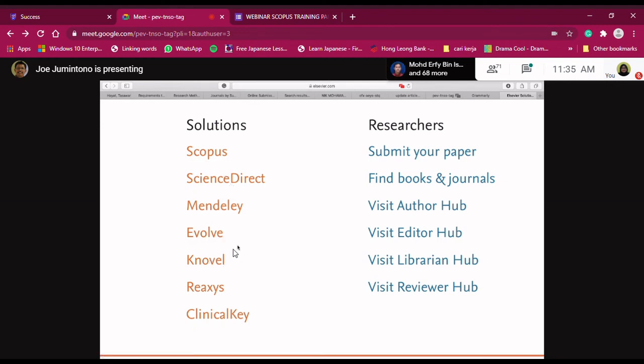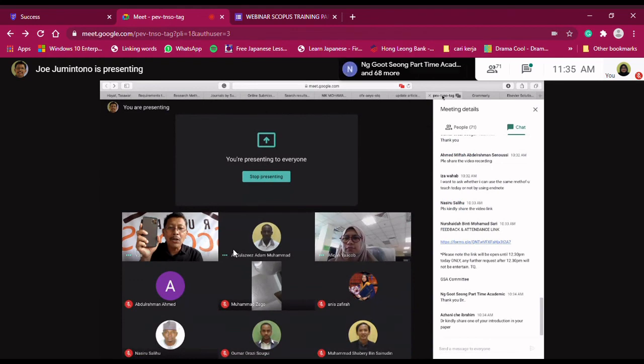Mendeley belongs to Scopus, it belongs to lcfire. So if you want to publish the paper to a journal that is indexed in Scopus, I suggest you use Mendeley. Mendeley is free. You can do it online and also offline. You can do it on your laptop and also on your Android or iPhone. Okay, you can use this one.